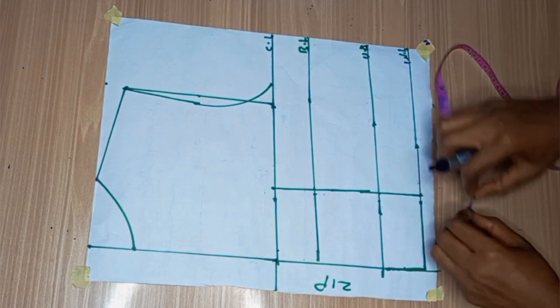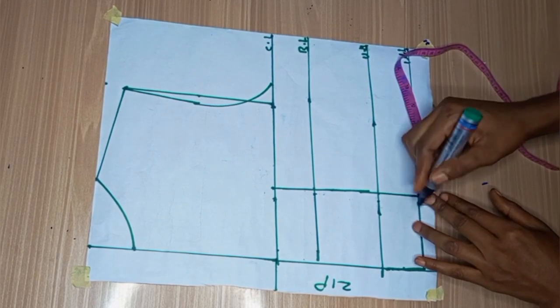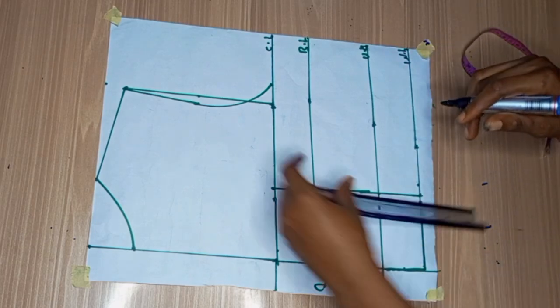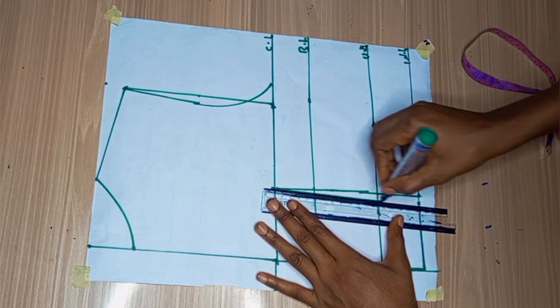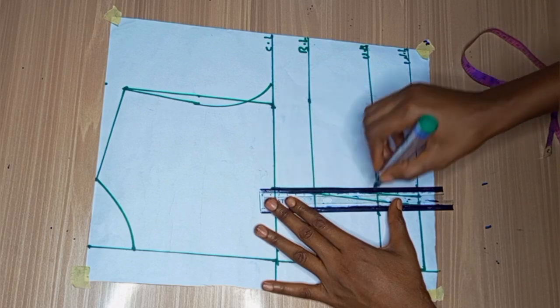Then on the waistline, I'm going to mark 1/2 inch on both sides of this line here. Then I'm going to connect from the chest line all the way to that point we just marked on the waistline.